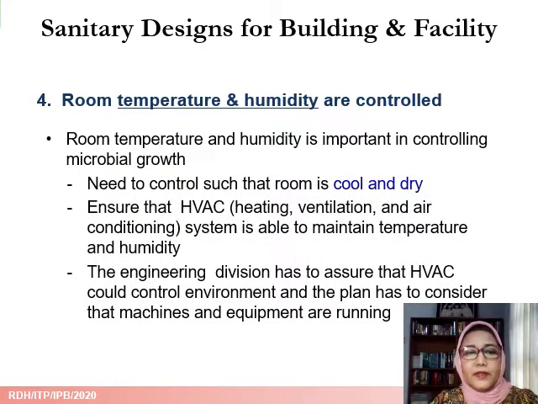The fourth principle requires that room temperature and humidity are controlled. Room temperature and humidity is important in controlling microbial growth. They need to be cool and dry. Therefore, it has to be ensured that heating, ventilation, and air conditioning system is able to maintain temperature and humidity, and the engineering division has to assure that this HVAC system could control environment and the plant has to consider that machine and equipment are running.